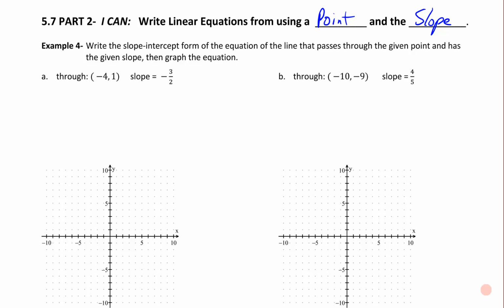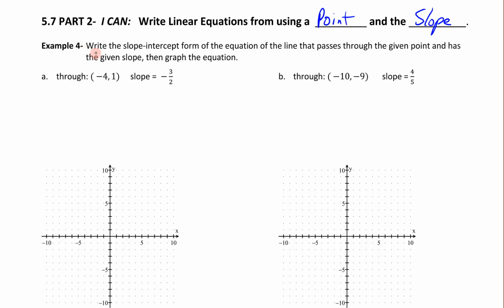We are going to pick up right where we left off in section 5.7. This is part 2. We're writing linear equations using a point and a slope. So they're going to give us the point, they're going to give us the slope, and we've got to come up with the equation. We are going to deal with a couple interesting situations today though, so keep your eye out for this.